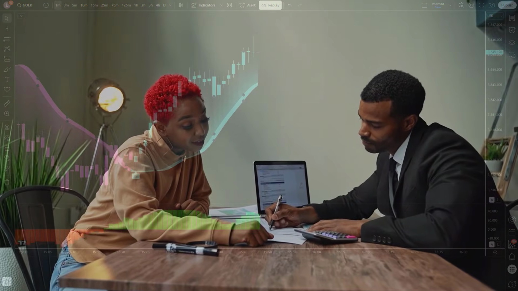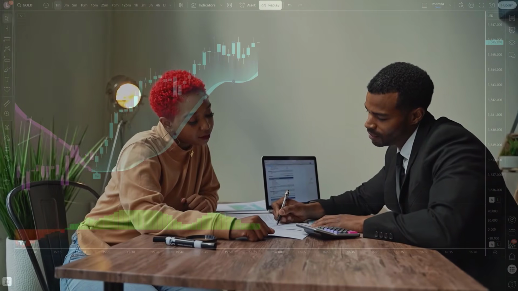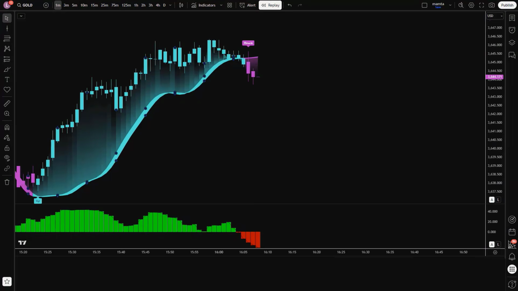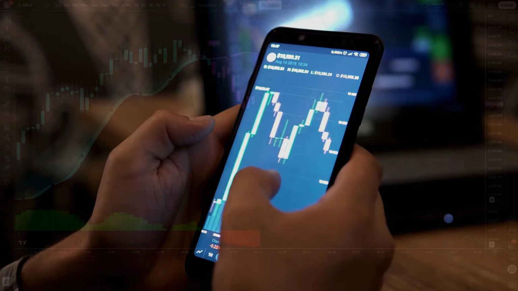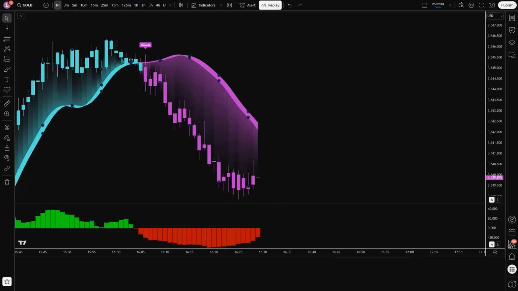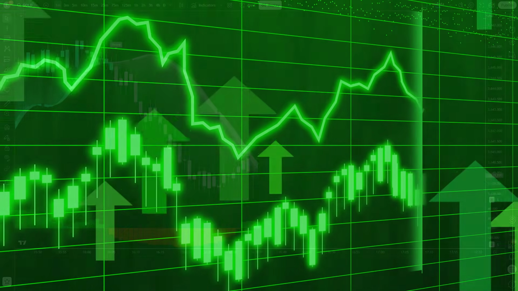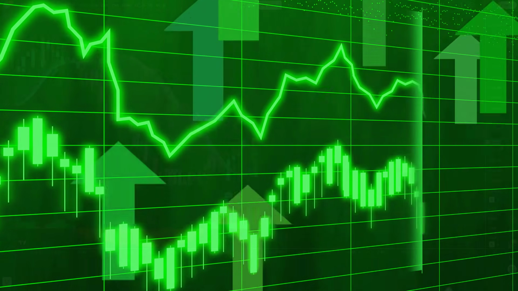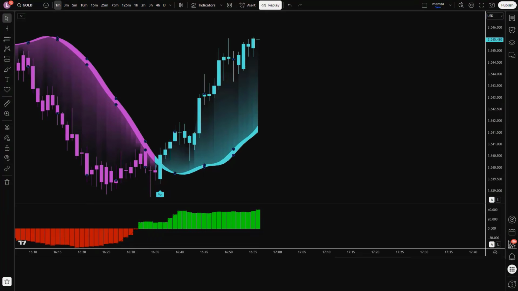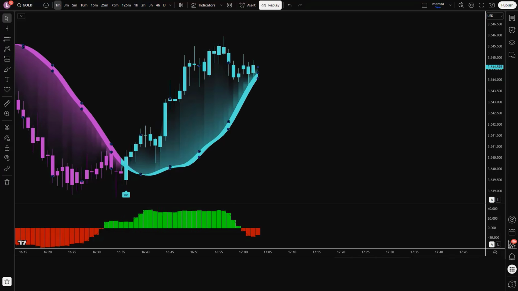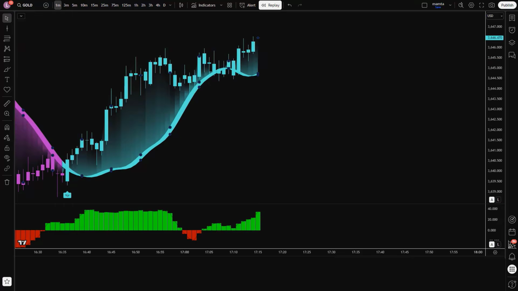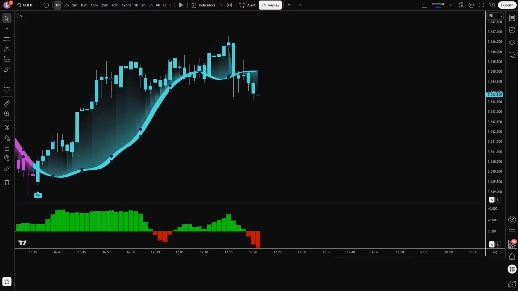Today, we're diving into a free indicator that predicts market reversals before they happen. Imagine having the power to foresee potential shifts in the market, allowing you to make informed decisions and maximize your profits. This indicator is designed to analyze market trends and provide you with timely signals, ensuring you're always one step ahead. Whether you're a seasoned trader or just starting out, this tool is a game changer that you won't want to miss. So, how does this incredible indicator work?